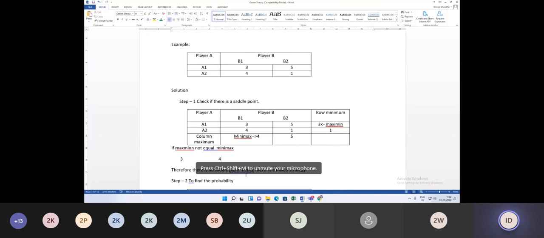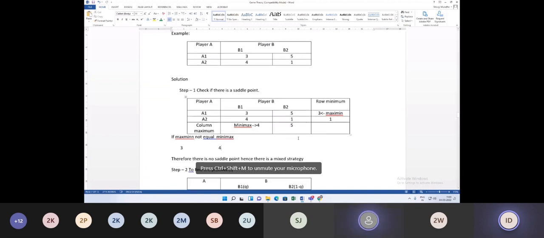Hence, if there is no saddle point, there is no pure strategy. Hence a mixed strategy has to be applied. Do you understand how to decide whether it is a pure strategy or a mixed strategy? It's clear, very simple.